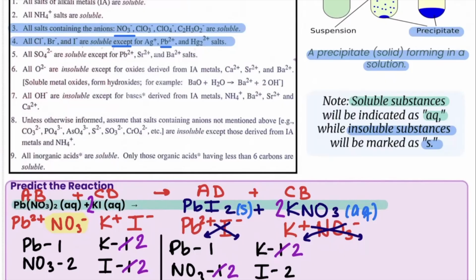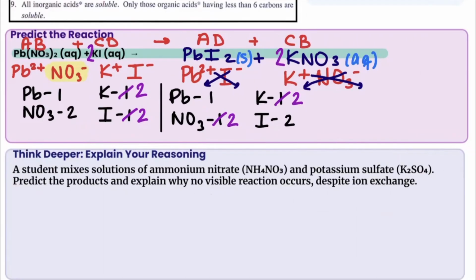Okay, now I urge you to try this next problem, where a student mixes solutions of ammonium nitrate and potassium sulfate, and they ask you to predict the products and explain why no visible reaction occurs despite ion exchange. Go ahead, pause the video, and when you're ready, play and we'll go through it together.